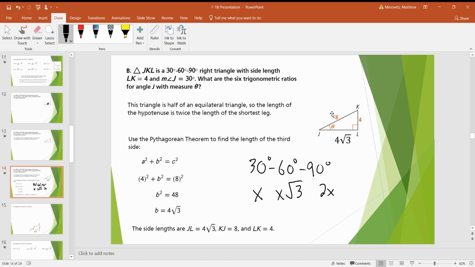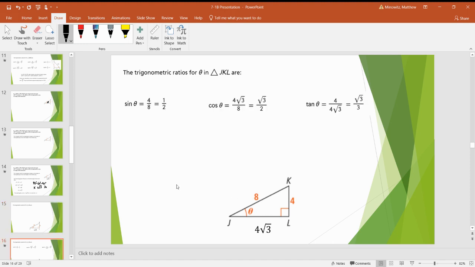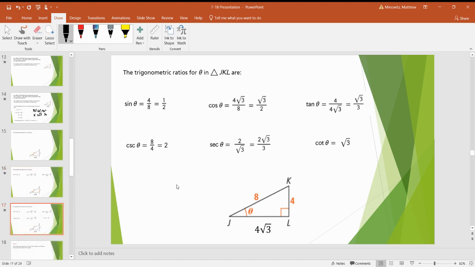Now, once again, I have my diagram fully labeled, so I can find the ratios. Okay, and in the case of secant, in the case of tangent here, I need to remember, simplify and rationalize the denominator. Write down the ratio, rationalize the denominator. We can do that.